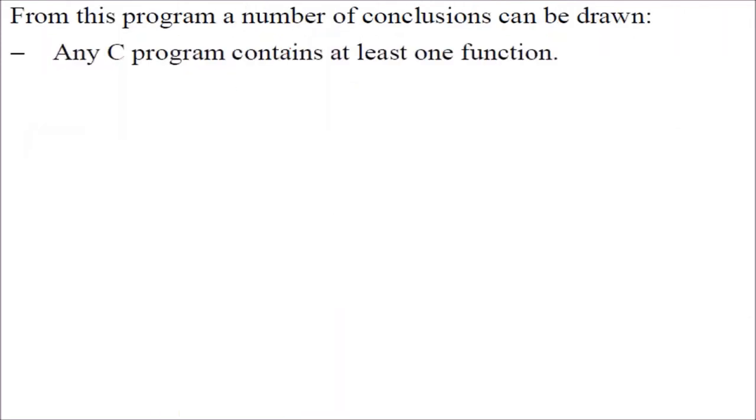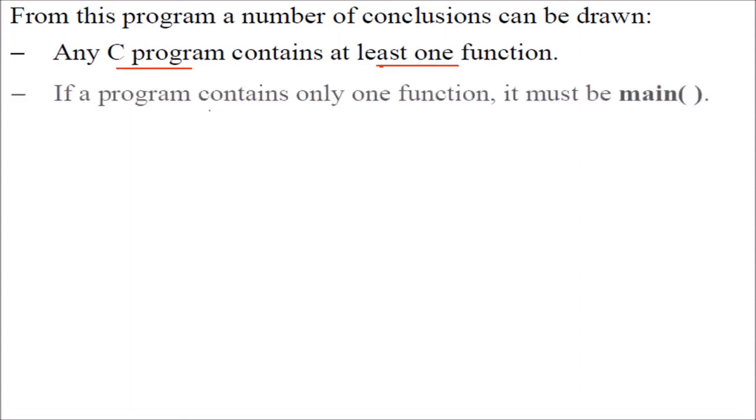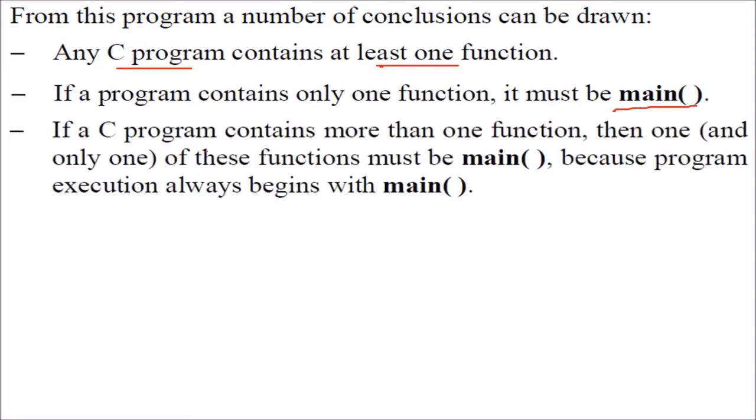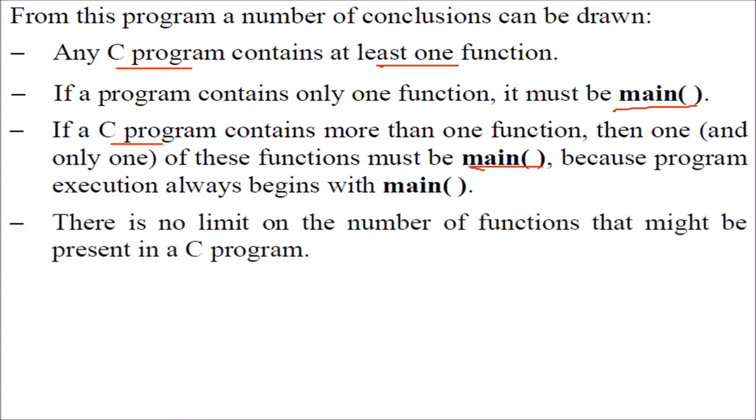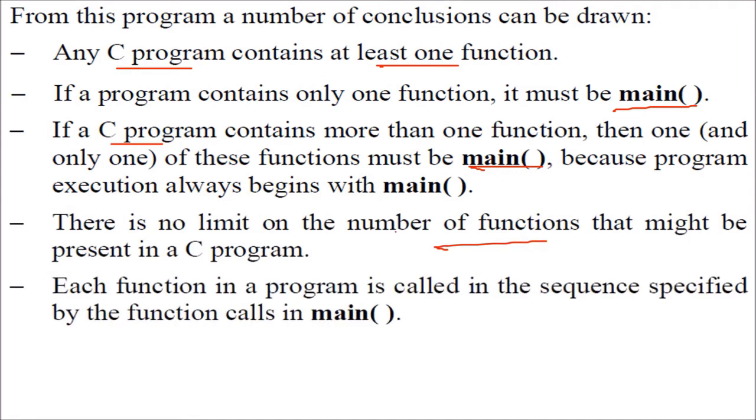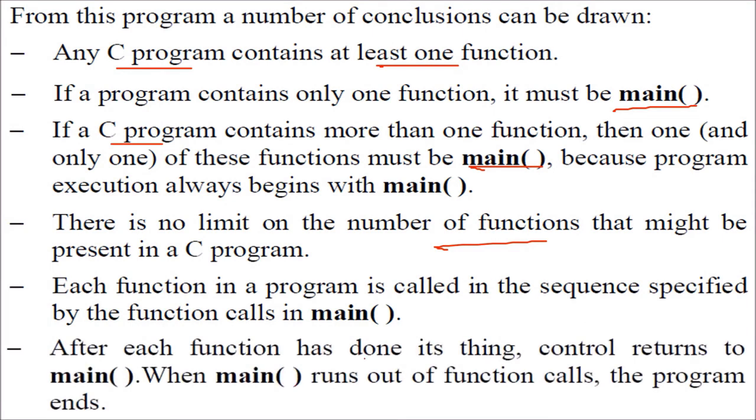From this program, we draw certain conclusions. A C program contains at least one function, and that is main. Main is the function which has to be there. You can have various functions, any number of functions, and the gateway is main. It begins with main, and there is no limit on functions. The functions are called in the sequence you write them in main. After each function completes, it goes back to main. So main actually runs all the function calls.